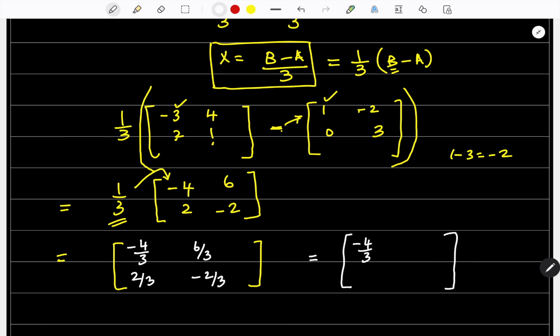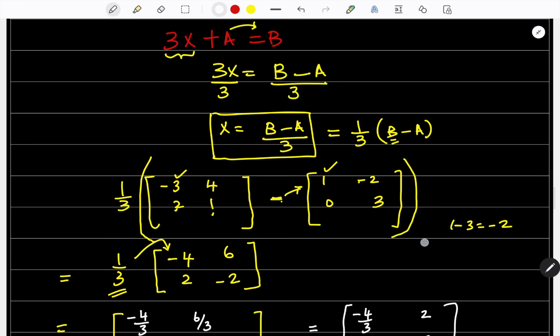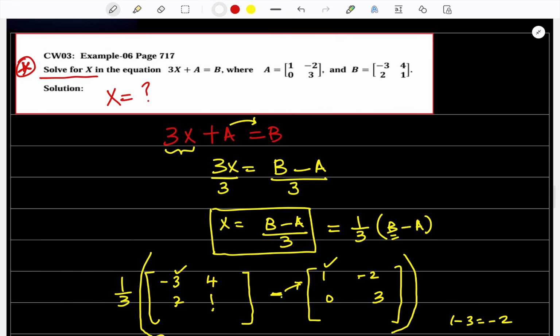Negative 4 over 3, no simplification. But 6 over 3 is 2. 2 over 3, no simplification. Negative 2 over 3, no simplification. Okay. Now I want to check whether this is correct in the question or not, using the calculator. So we will take it to the matrices.